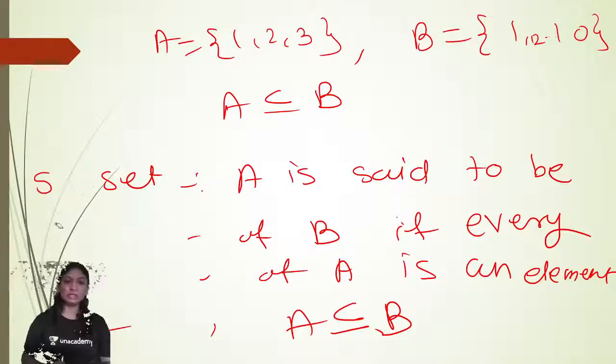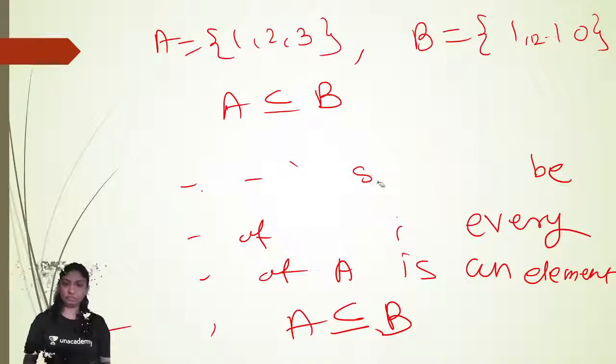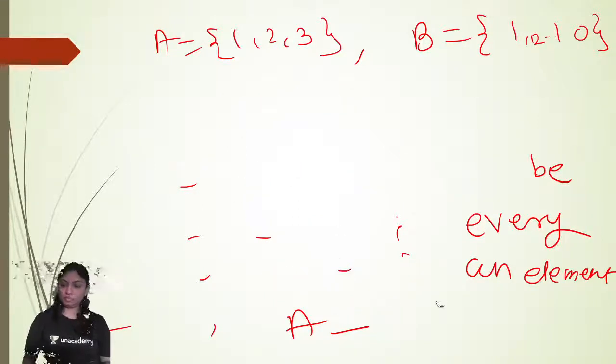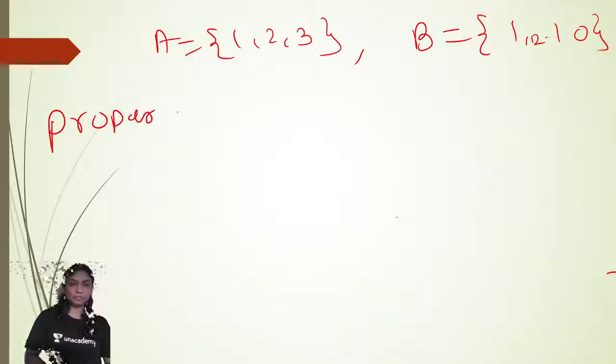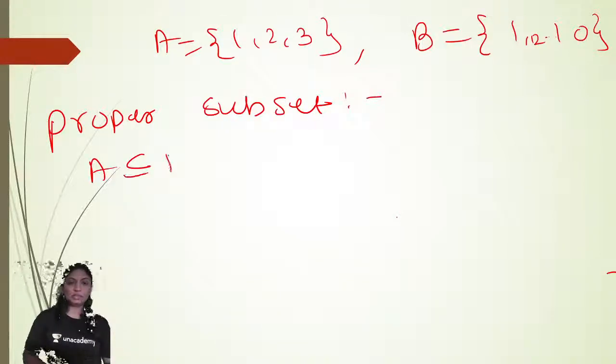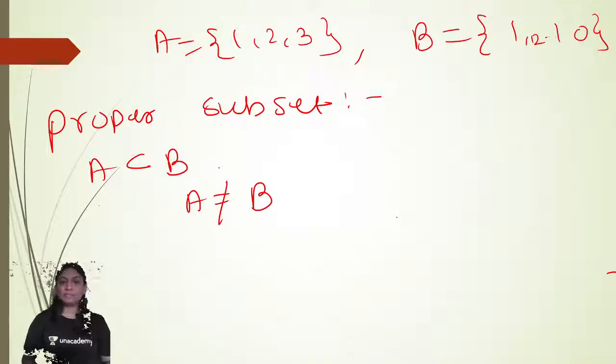What do you mean by proper subset? The set A is said to be a proper subset of B if A is a subset of B and A is not equal to B, so the number of elements in A and B are not the same. The proper subset is denoted by this symbol. A is a proper subset of B if A is a subset of B and A is not equal to B.